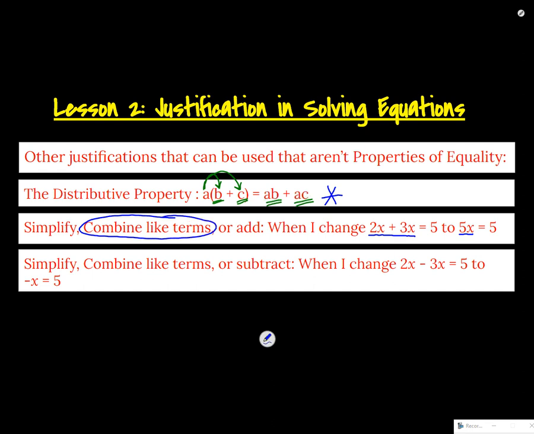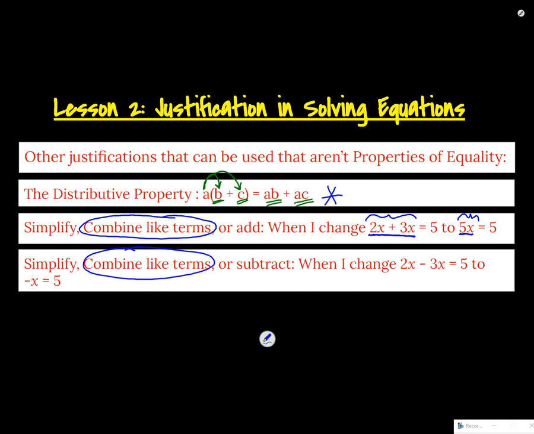I'm okay with the other 2, but I want you to get it to where you're just putting in one thing. So I really want you to call that combine like terms. Now notice that when I changed the 2x plus 3x to 5x, I didn't add something to both sides. I just added on one side. Just the left-hand side changed, and I simplified it. I added those two things together. So that's why simplify and add are being used. But for the sake of all coming up with the same answer, we're going to call it combine like terms. Same thing goes for the next one with subtraction.